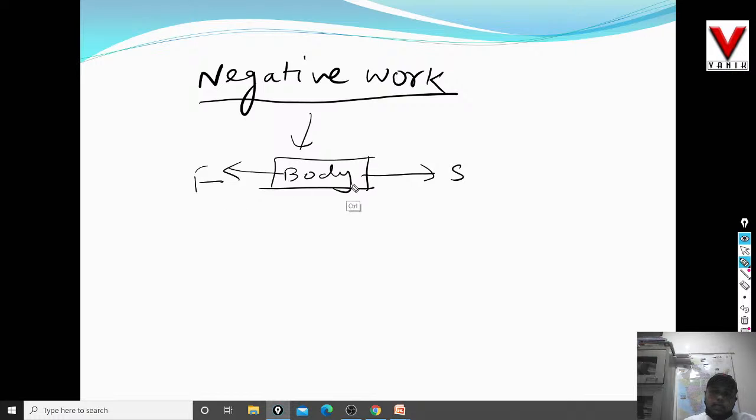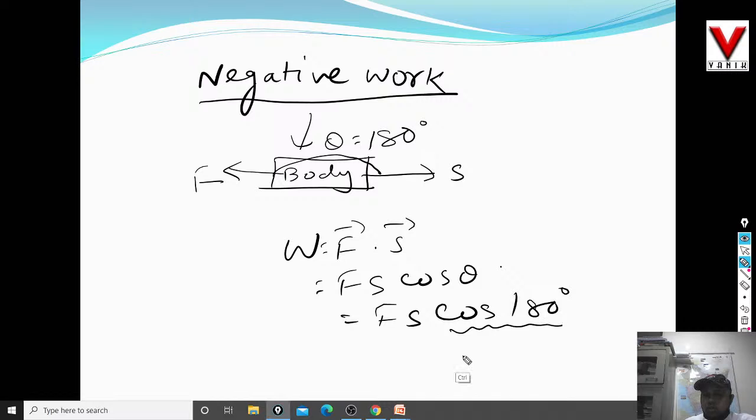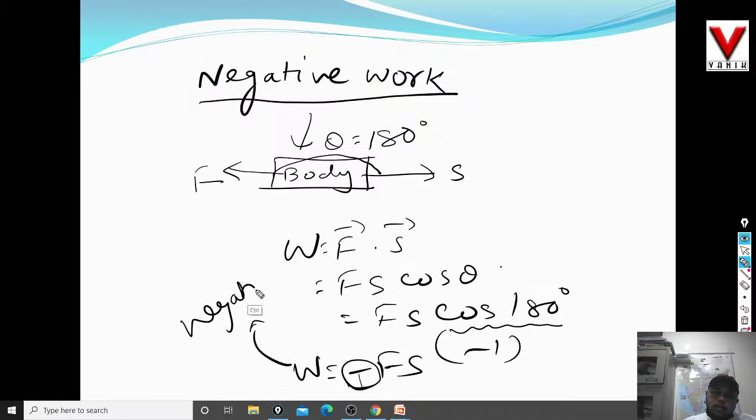Now both are vectors, both are in opposite direction. So what is the angle between them? Angle between them is 180 degrees. So if I write down the expression, W is F vector dot S vector, this can be written as Fs cos theta. So Fs cos 180 degree. Now what is the value of cos 180 degree? It is minus 1. So I will write W is equal to minus Fs. So I am obtaining a negative sign here. That is why this is known as negative work.